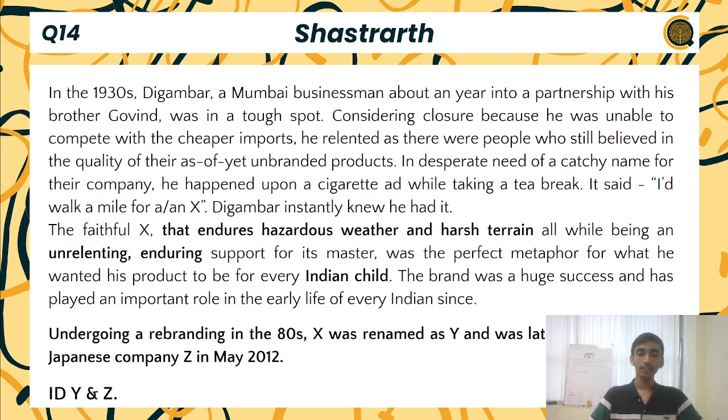So in the 80s, this brand underwent a rebranding and X was renamed as Y and was later taken over by a Japanese company Z in May 2012. So X and Y are pretty similar, so you would know Y as soon as you get to X. And Z was a Japanese company that took over Y. So you have to give me Y and Z for equal points.